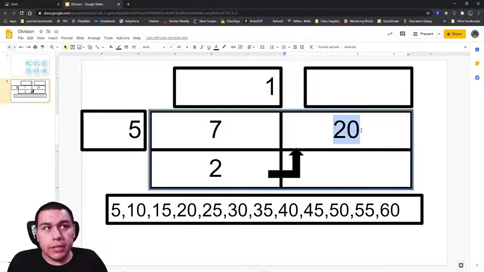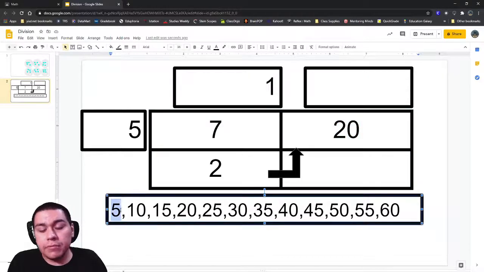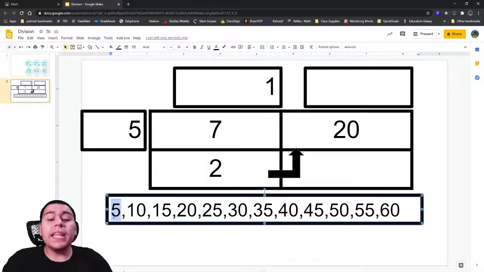If I have 20 and I'm trying to give 1 to each of my 5 groups, do I have enough to do that? Yes. That only takes 5. Do I have enough if I have 20? Can I give 5 away? Yes. If I have 20, I have plenty to give away 5.